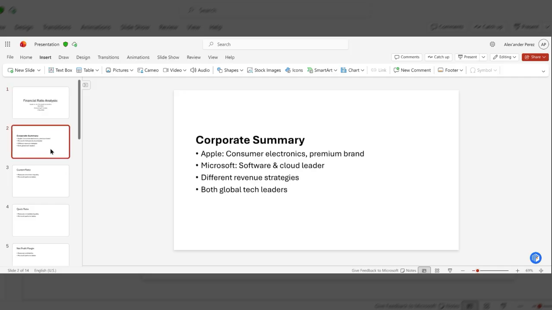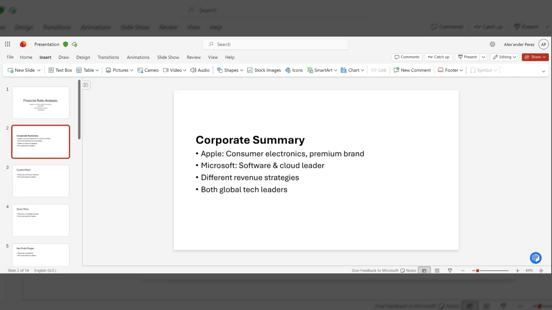For corporate summary, I have Apple. Their products are consumer electronics, and they're a high premium brand. Microsoft is a software and cloud leader. They have different revenue strategies, and both are global tech leaders. You see Apple and Microsoft products in everyday society.